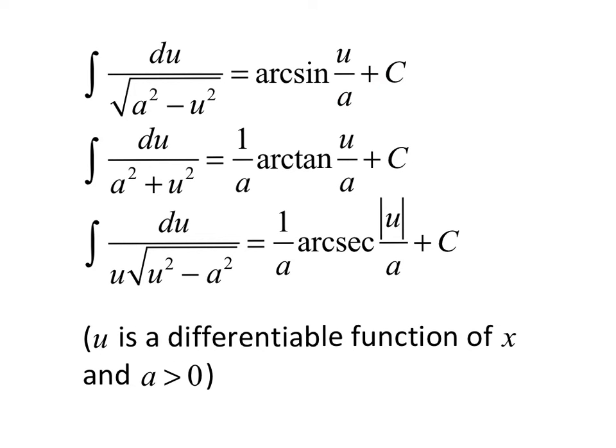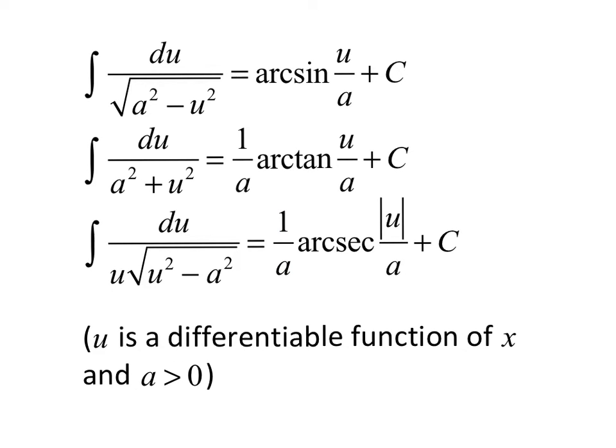Now with arctangent, this is the one that does not have the root. You're adding the two squares together, and so it's going to be arctangent of u over a, but because of the way that the chain rule works and everything, you have to have a 1 over a out in front. You don't have that with arcsine. Arcsecant also has that 1 over a in front.